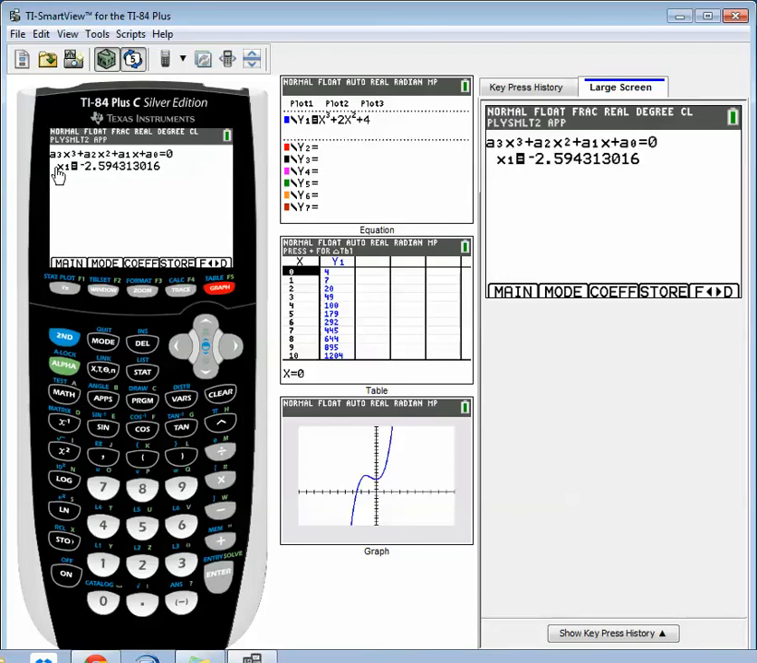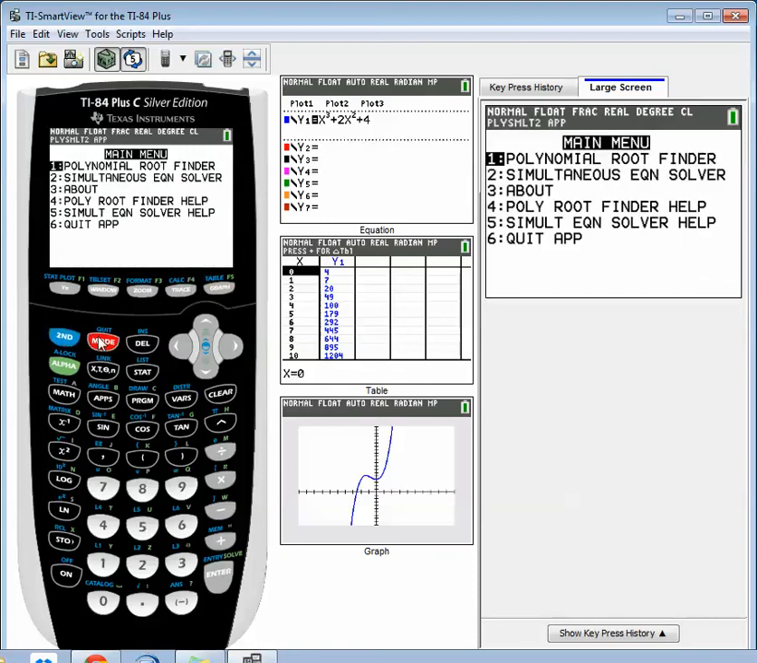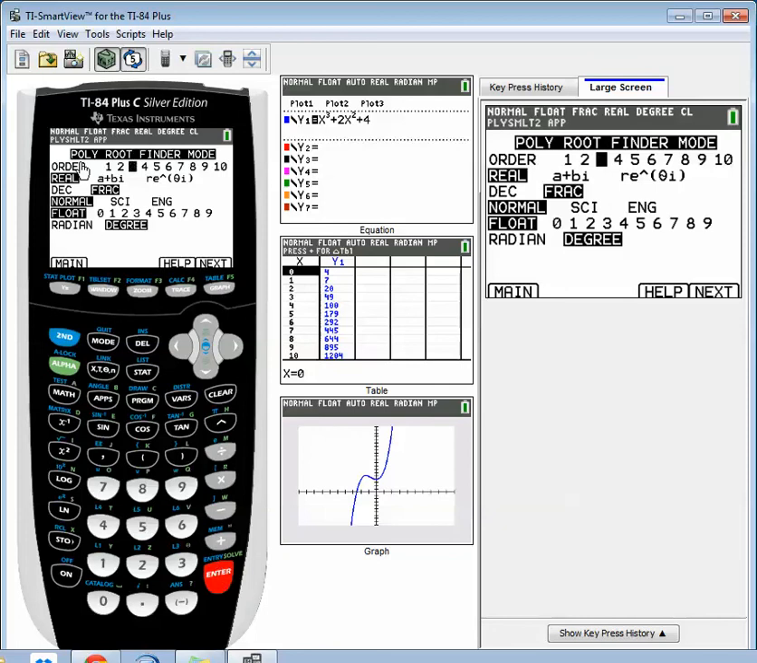It's going to tell me that my x is equal to negative 2.59, so it's giving me something around here, which looks like about negative 2.5. Right here would be my root. That's my real root. If I want to go back, I'm just going to quit this here, second function quit, and go back to my root finder here. But instead of finding a real root, I'm going to go down here and find the imaginary.